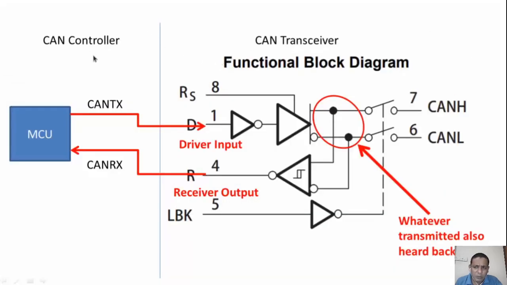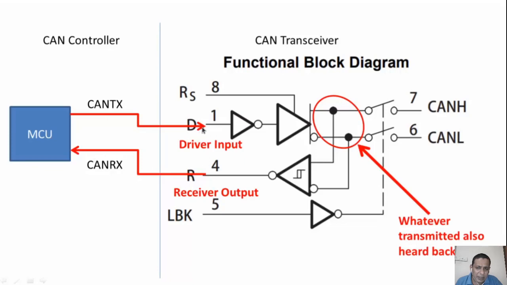This is the functional block diagram of a CAN transceiver. You can see here, this is the D data input, and this is the data received. That is, normally the data we are transmitting will be sent back to the microcontroller unit. So at this point itself there will be error checking. This is the CAN high, this is the CAN low, and here suppose this is the microcontroller unit, with CAN TX and CAN RX.